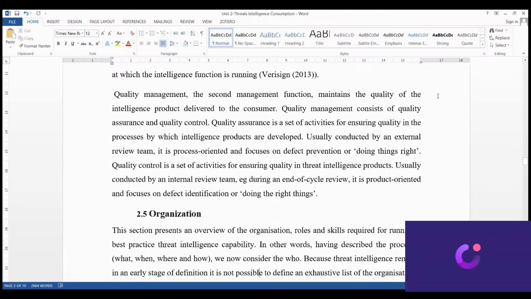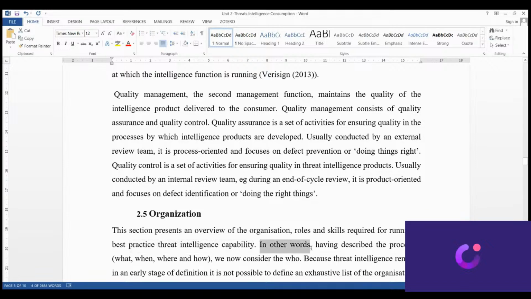Thank you. So this section presents an overview of the organization. You talk about the organizational roles and skills that are required for running a best practice threat intelligence capability. So you are basically trying to focus on the roles and skills that are required to run the best practice threat intelligence capability.